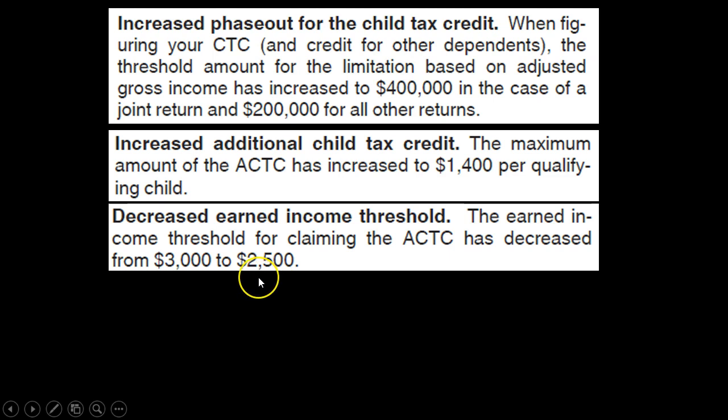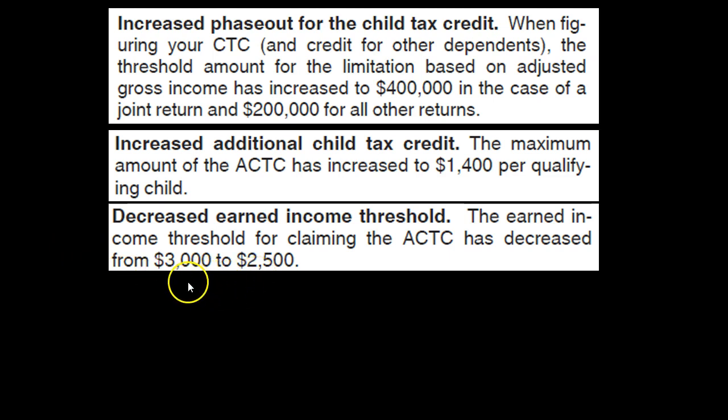So if you get down to the 2,500, then you've basically completely lost the child tax credit and the additional child tax credit, and then it'll go up with earned income up to a maximum of 1,400, even if we have no tax liability. And then as we increase the tax liability, then of course we're back into the child tax credit, which could increase as we have a tax liability. The credit then will increase to the max of the 2,000. The earned income threshold for claiming the additional child tax credit has decreased from 3,000 to 2,500.